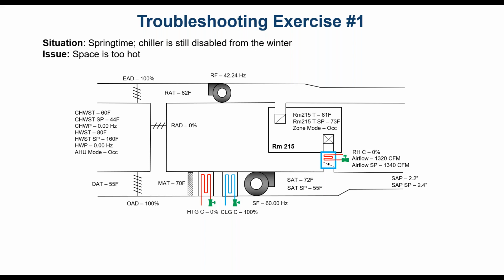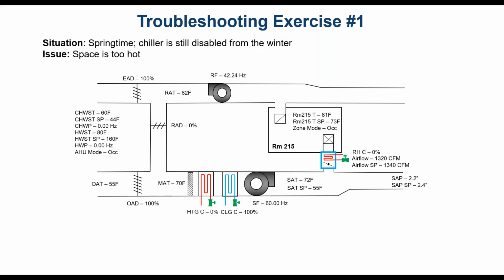All right, before we go into troubleshooting exercise number 1, let me explain what we're looking at here. This diagram should look very similar to what you've already seen. This was the same diagram I used to explain how a VAV with reheat system configuration operates. However, now I'm using that same diagram to represent a graphic screen on a building automation system.